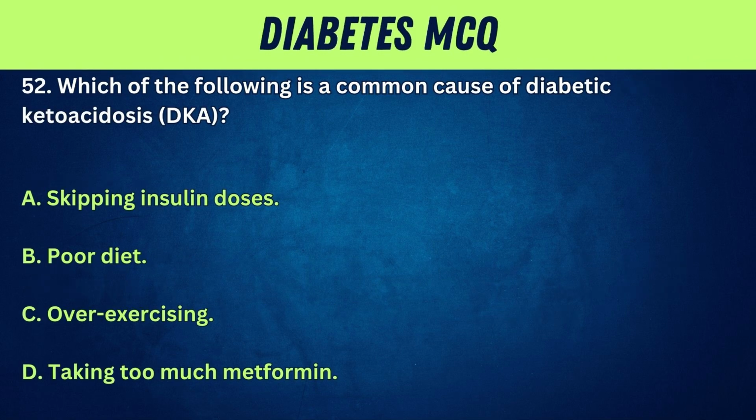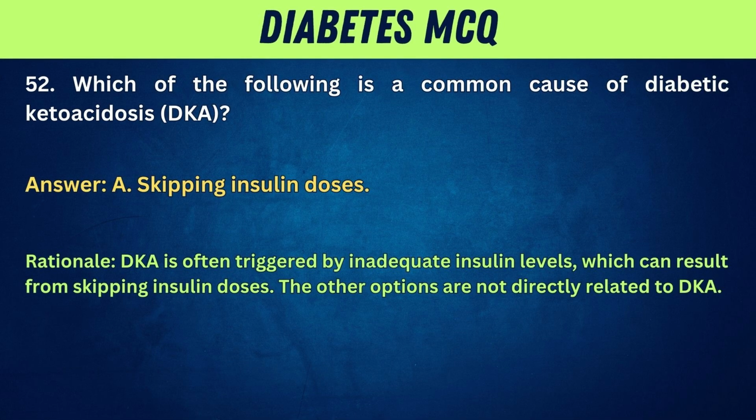52. Which of the following is a common cause of diabetic ketoacidosis, DKA? A. Skipping insulin doses. B. Poor diet. C. Overexercising. D. Taking too much metformin. Answer: A. Skipping insulin doses. Rationale: DKA is often triggered by inadequate insulin levels, which can result from skipping insulin doses. The other options are not directly related to DKA.